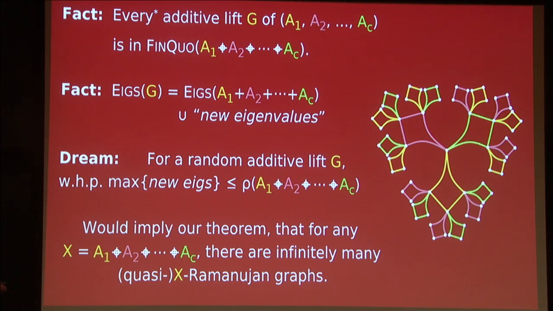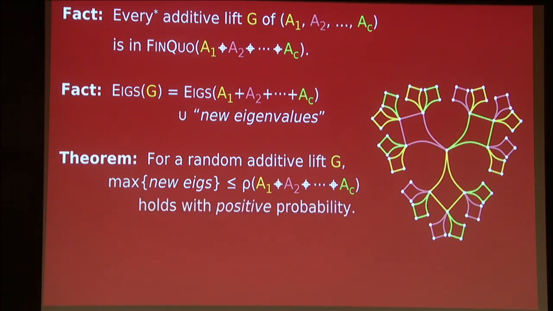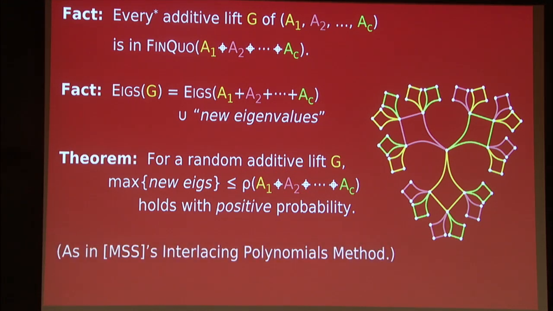So that's a dream. If you know these papers by Marcus, Spielman, and Srivastava, we don't achieve this dream. But following them, we achieved the weaker but still satisfying dream of showing that this happens with positive probability. In other words, for every R, there exists an R-fold additive lift of the atoms where the new eigenvalues are all bounded by the spectral radius of this infinite graph. And that's just like in their interlacing polynomials papers.